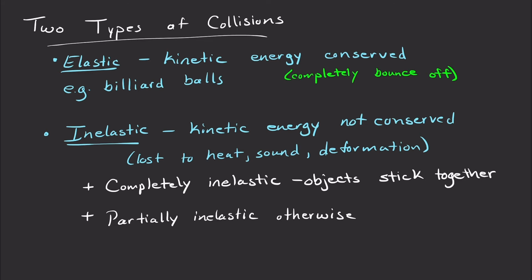So we don't call collisions completely elastic. They're either elastic or they're inelastic. And they may be partially inelastic if they don't stick together. They may be completely inelastic if they do stick together. Okay? And both of these types of collisions are based on the fact that energy is either conserved or not conserved. But what about momentum?